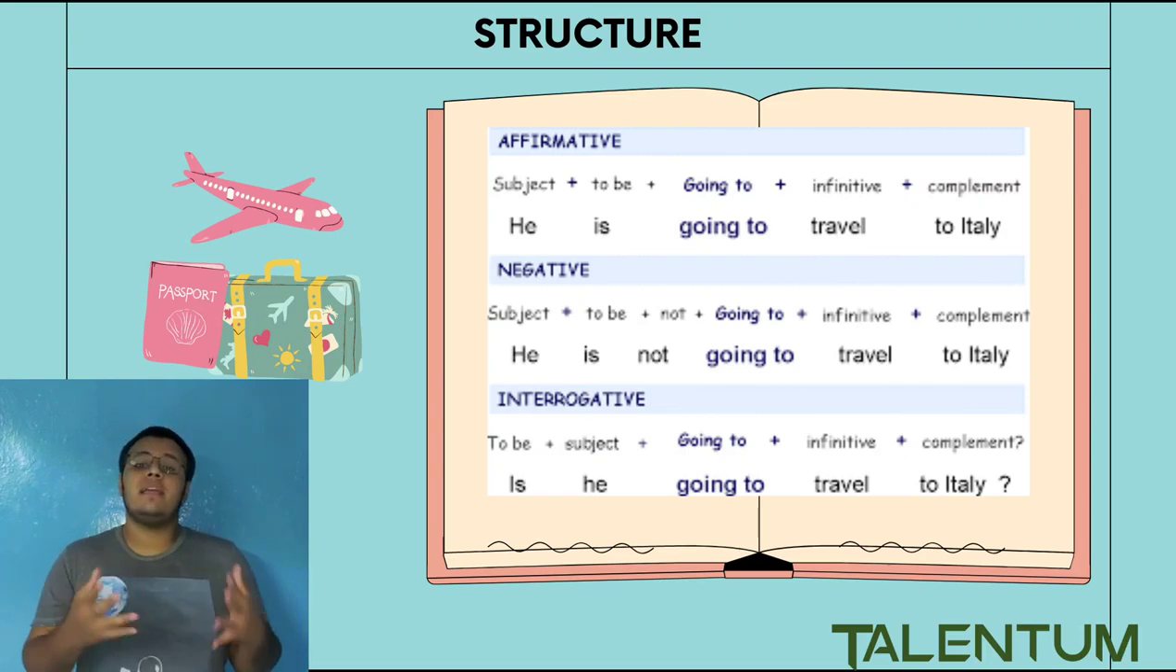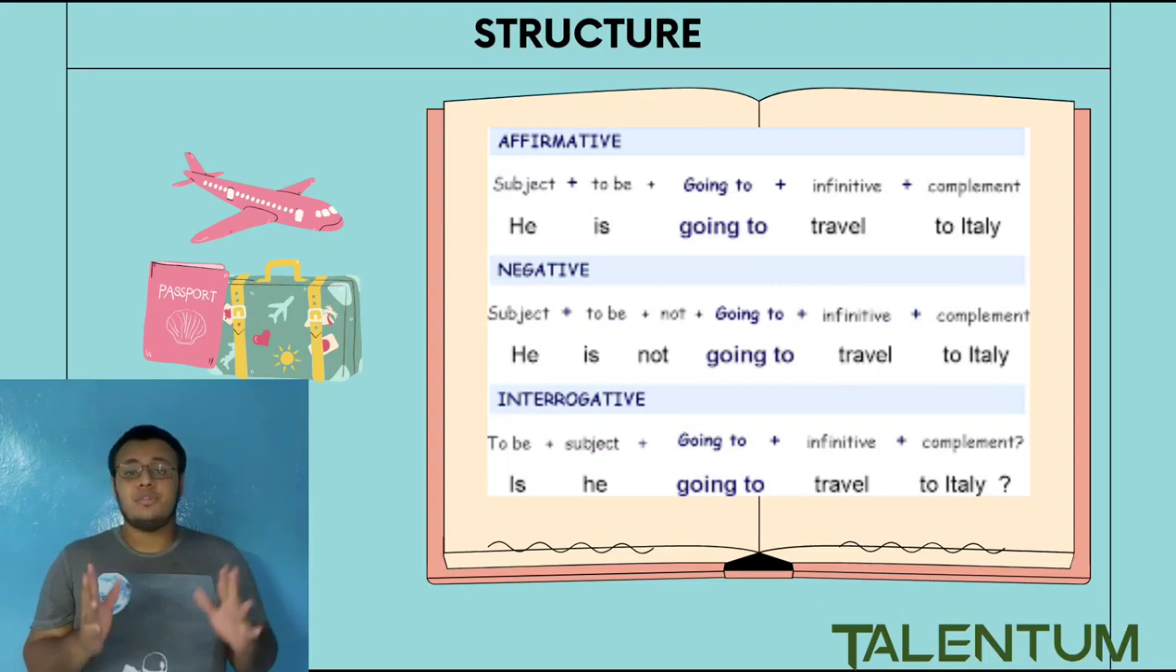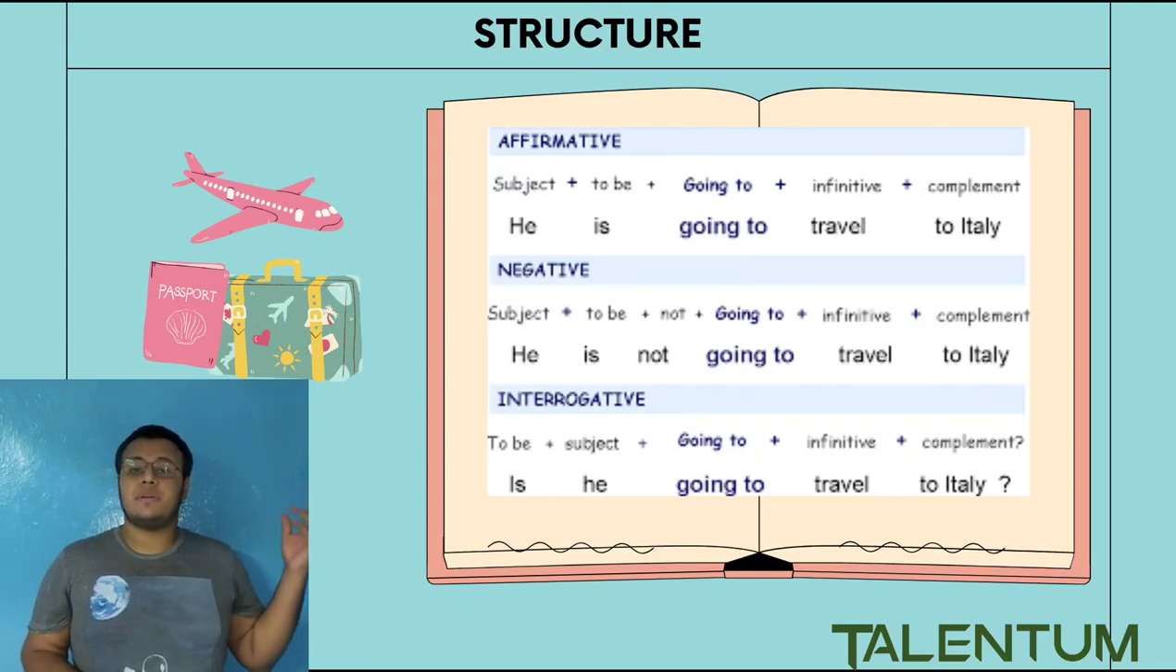And now finally we have how to make questions with this. We are only going to reverse the verb to be and the subject. "Is," in this case, is the verb to be: Is he going to travel? Now we have here the verb to be, then our subject, then "going to," and then the complement.